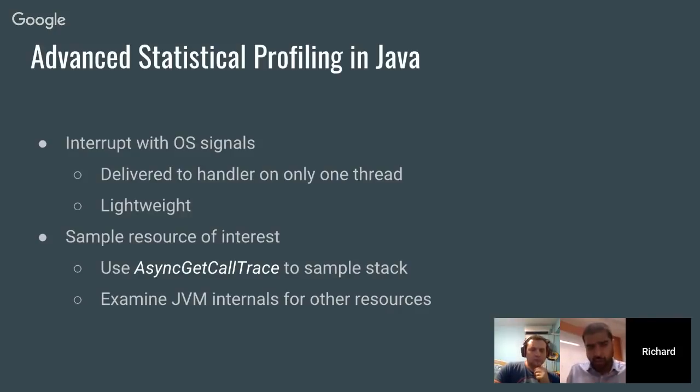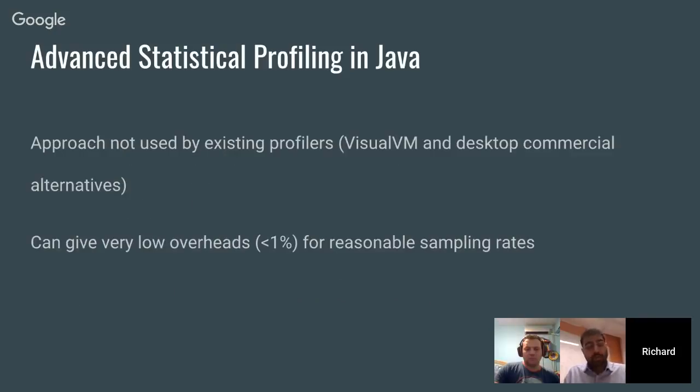OS signals are lightweight, and crucially, when an OS signal is delivered to a process, it's delivered to one thread. The rest of the threads in the application can continue running. It's only one thread where the signal handler is run, and it actually ends up being quite lightweight and quite cheap. It's an approach that's not really used by existing profilers, things like VisualVM, existing desktop commercial alternatives that are designed to be run locally, don't use this method.